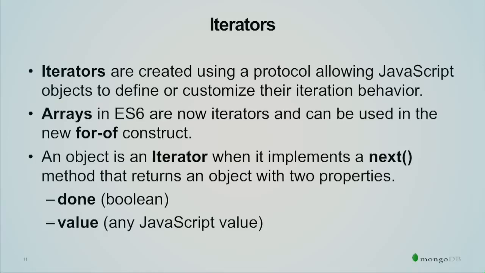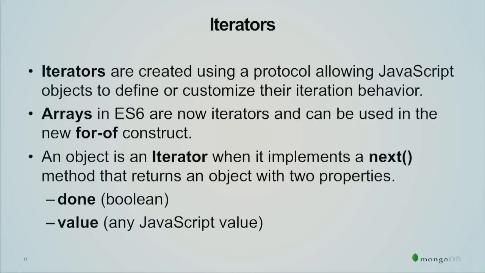The next one is iterators. So we finally get iterators, and that allows you to define behavior for how JavaScript objects work as iterations. It includes a new construct, which is called for-of, which works as you thought for-in works. Most people think that for-in does the right thing, but it doesn't, right? How many people have been bitten by for-in here? There you go. We all make that mistake, right?